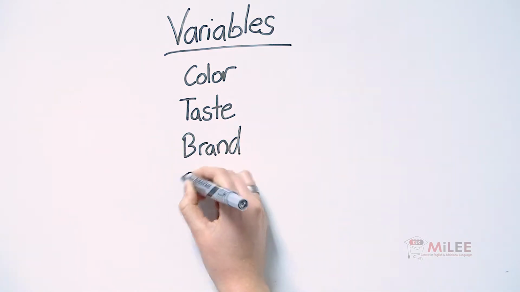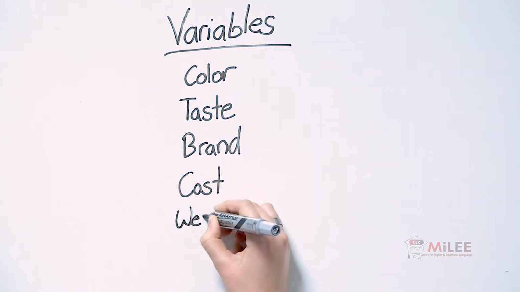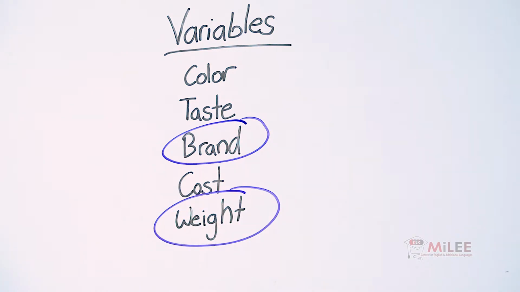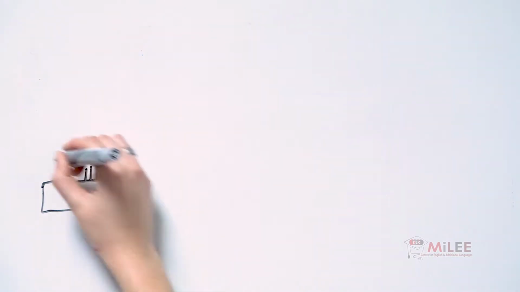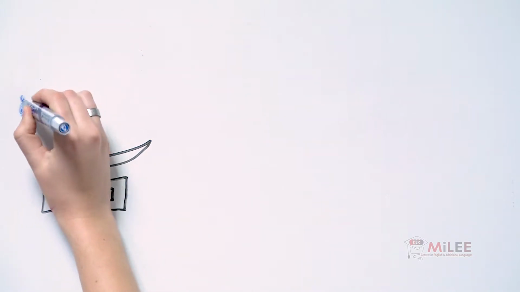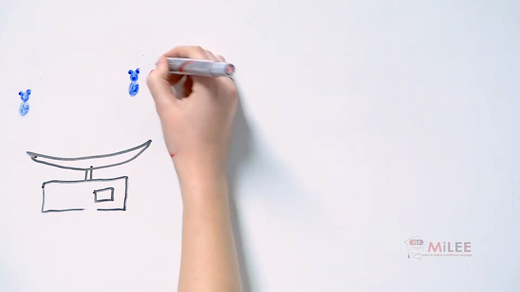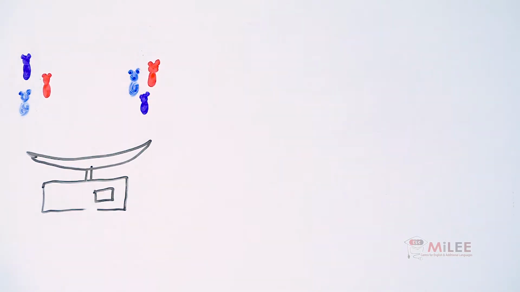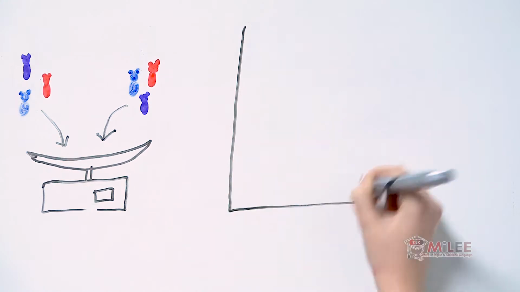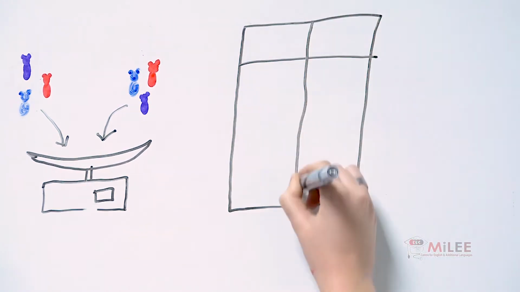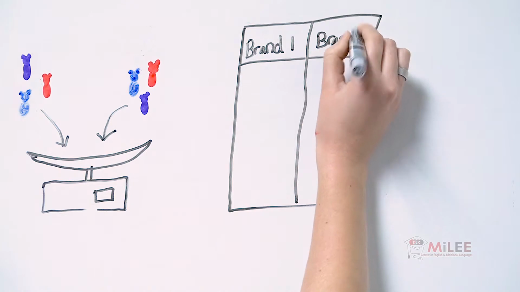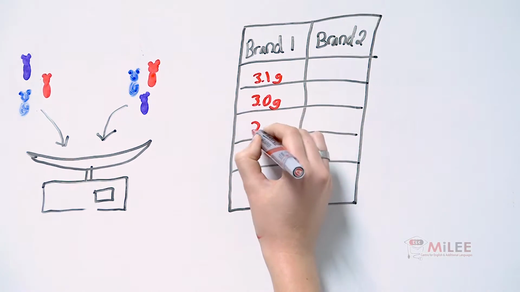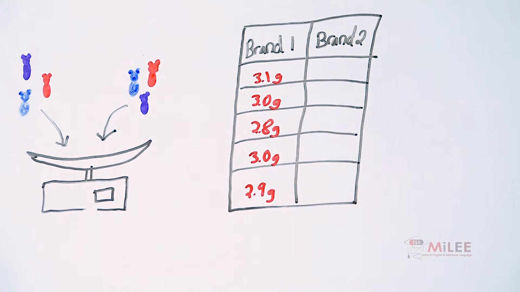Each of these factors could be called a variable, and we need to choose which variables we want to test to answer our question. We know we're comparing between two brands, so that's our first variable. And everyone knows that bigger gummies are better, so your second variable could be weight. To measure weight, you need a scale. Then you take your two brands, Haribo brand and Select, and weigh each gummy bear in grams.